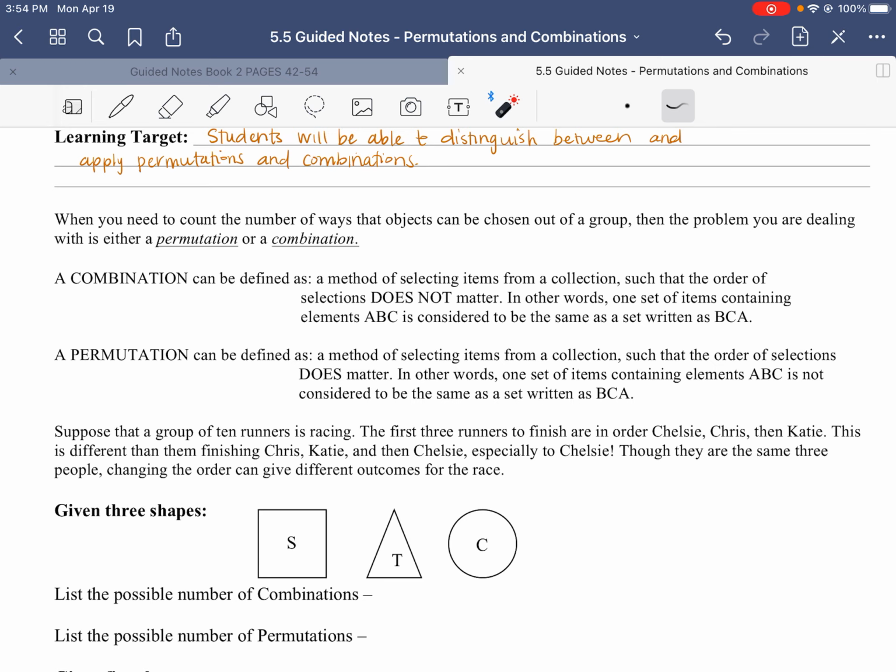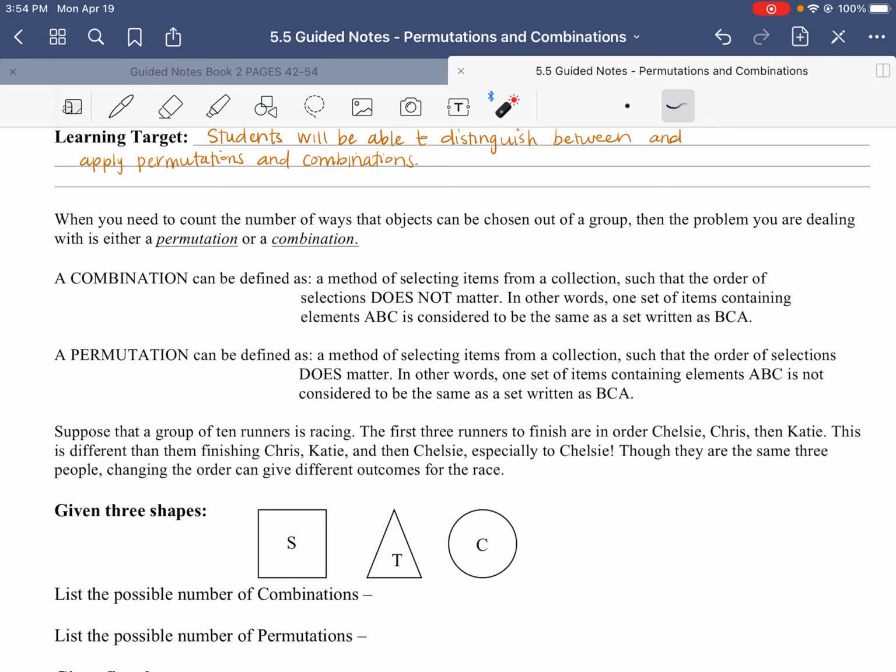A permutation, on the other hand, is a method of selecting items from a collection such that the order of the selections does matter, or the assignments specifically do matter. In other words, one set of the items containing elements A, B, C is not considered to be the same as a set written as B, C, A.